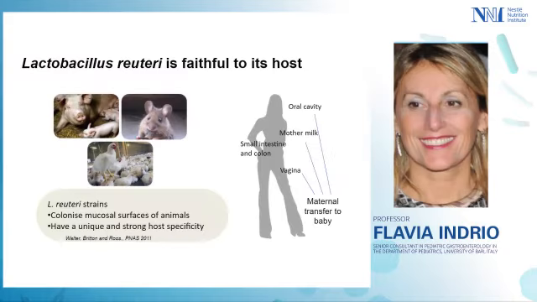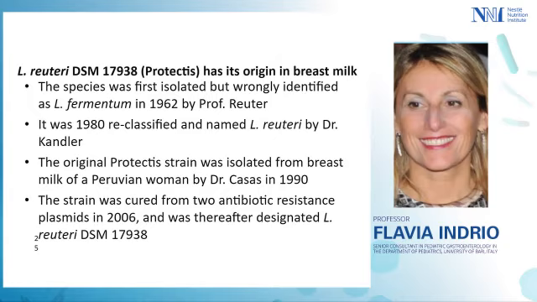So what about the human Lactobacillus reuteri? The human Lactobacillus reuteri has its origin in breast milk. It was identified by Professor Reuter, after whom it was named Lactobacillus reuteri, and was isolated by Dr. Casas in 1990 from the breast milk of a Peruvian woman. The strain was cured of 2 antibiotic resistance plasmids in 2006 and then definitively designated as Reuteri DSM 17938.